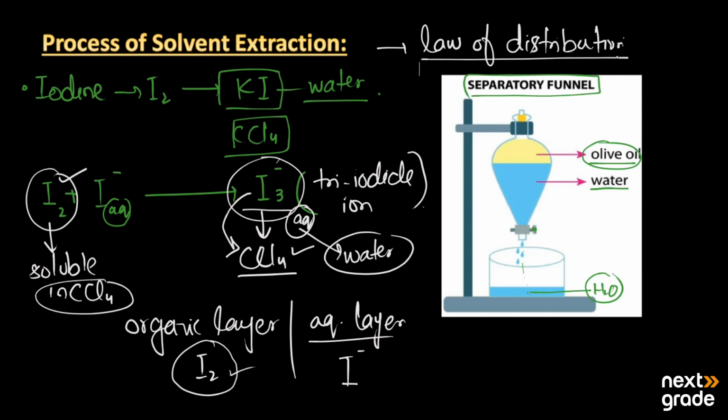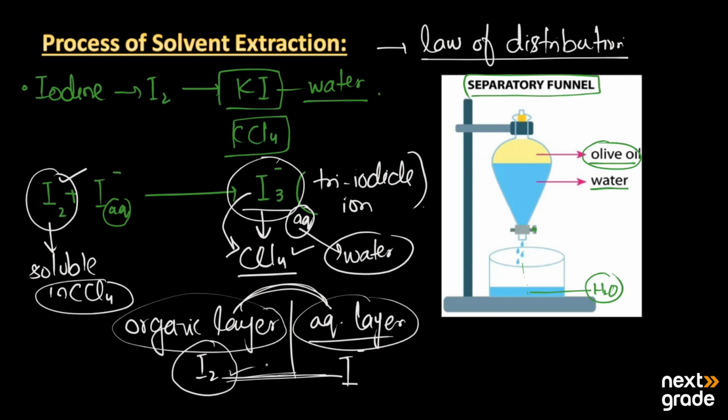In this law, the soluble solute distributes itself in two immiscible liquids. So here the aqueous layer and the organic layer are two immiscible layers, and the solute particles distribute themselves in these two layers. These two layers are mainly insoluble in each other.